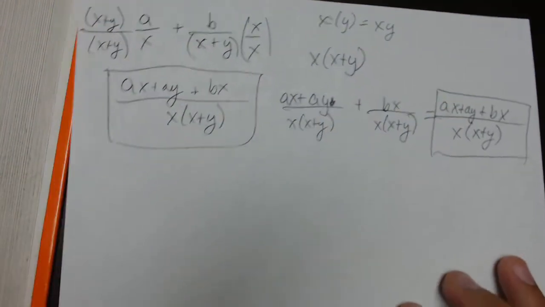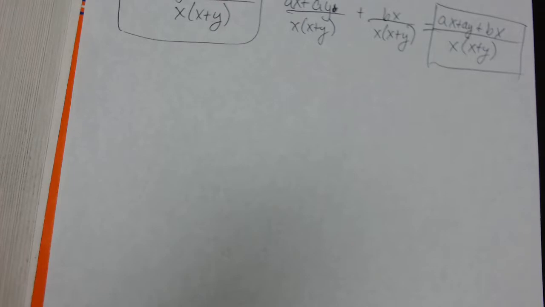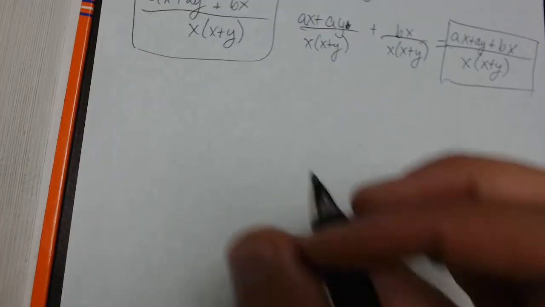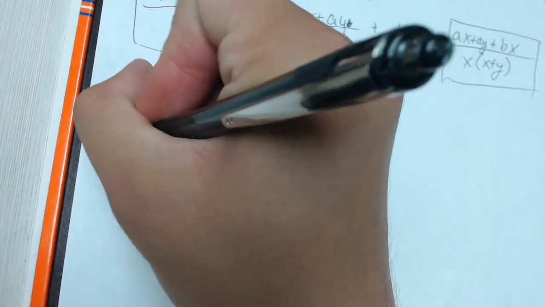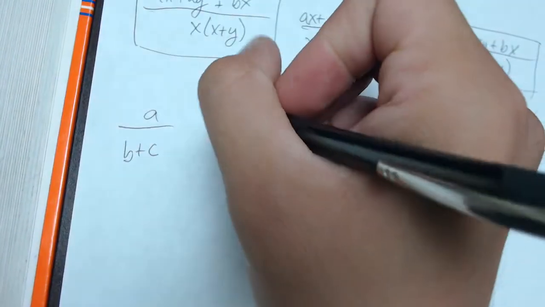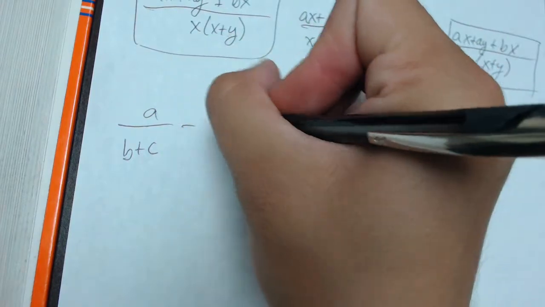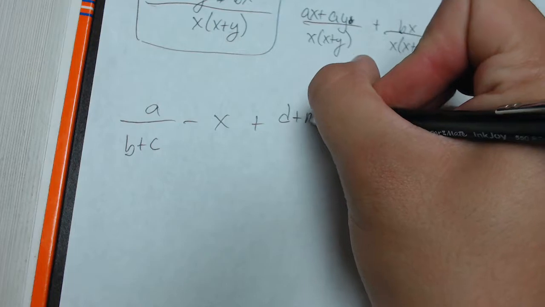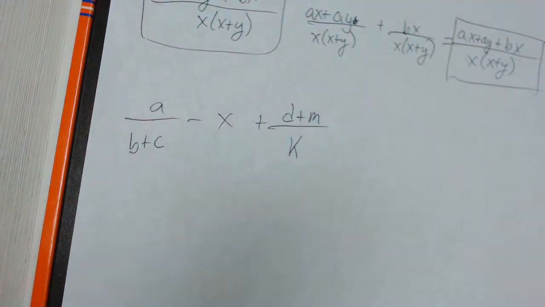So I'll go ahead and do one more example just to make sure we've got it. Let's find a hard one. Here we go, 52.4. They want us to add a over b plus c, minus x, plus d plus m over k.